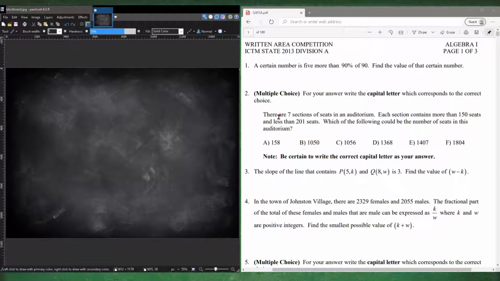Okay, number 2. There are 7 sections of seats in an auditorium. Each section contains more than 150 seats and less than 201 seats. Which of the following could be the number of seats? Okay, so there's 7 sections and each section has that amount of seats. So it has to be more than 150, so it could have 151 as its minimum, and less than 201, so maximum is 200. And there's 7 of each, so just multiply each of them by 7.